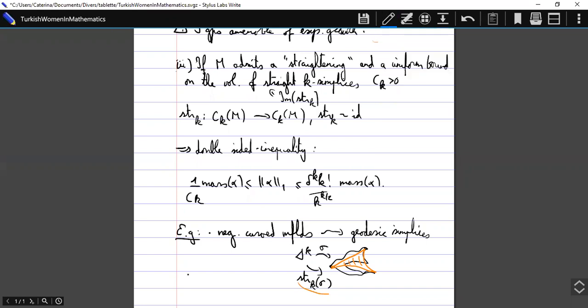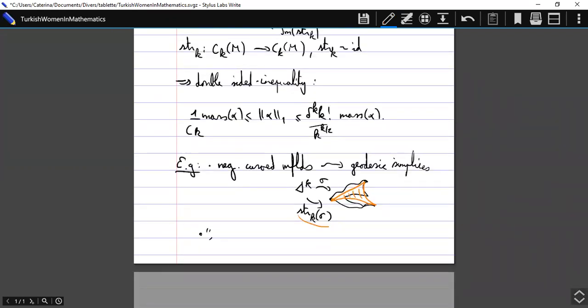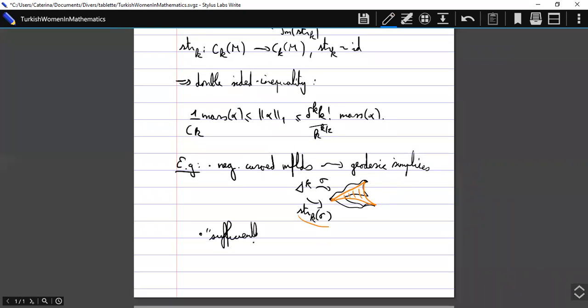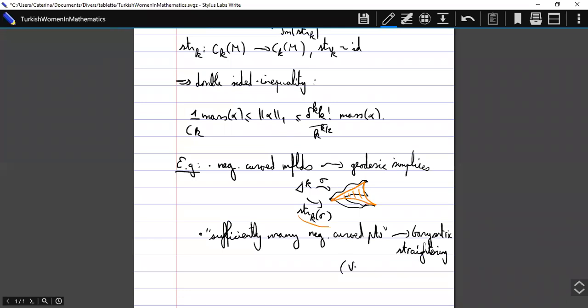So this is one case, but actually there are more cases where the manifold is not completely negatively curved, but has what we can call sufficiently many negatively curved points. So the curvature is not negative everywhere, but in sufficiently many points it is. And then you have another kind of straightening, which is called the barycentric straightening. And this is due to my co-author Connell and Lafont. So in these cases, it's better than just a one-sided inequality, we have the two sides.